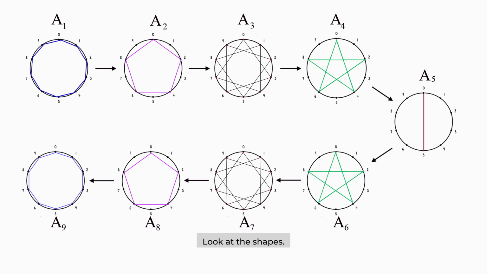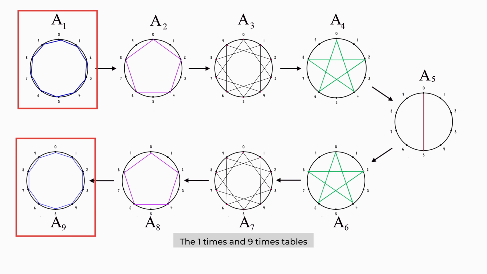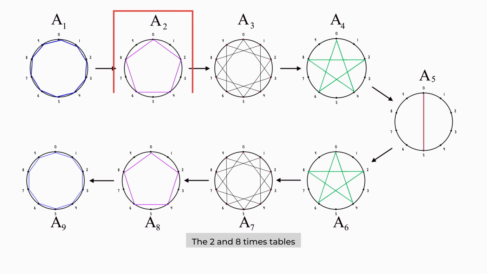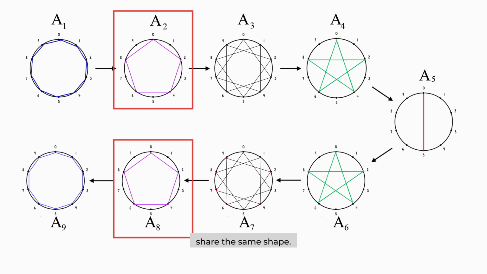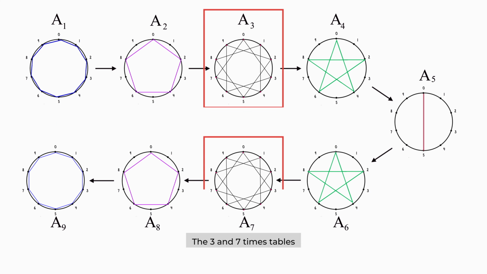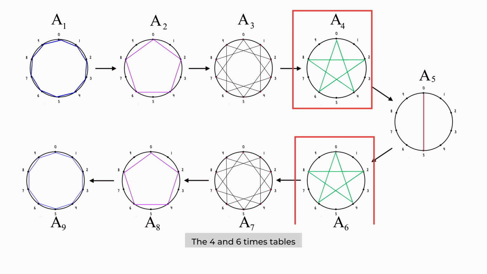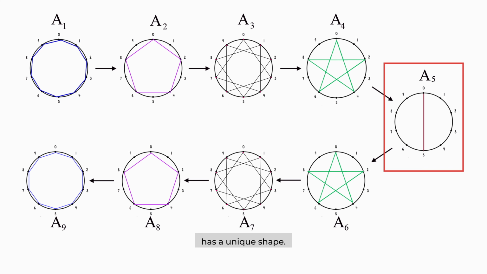Look at the shapes. The 1 times and 9 times tables have the same shape. The 2 and 8 times tables share the same shape. The 3 and 7 times tables share the same shape as well. The 4 and 6 times tables share the same shape. The 5 times table has a unique shape.